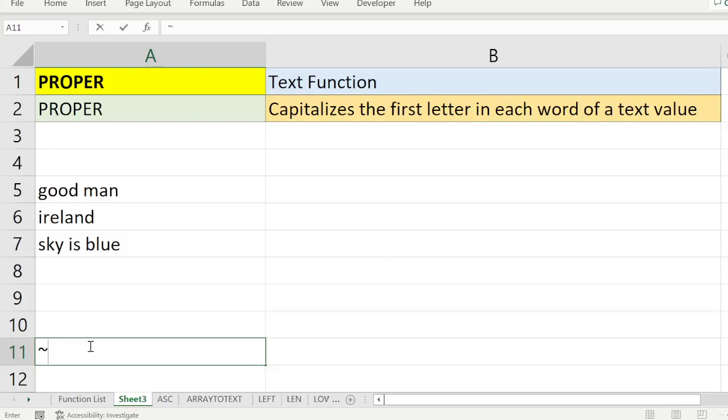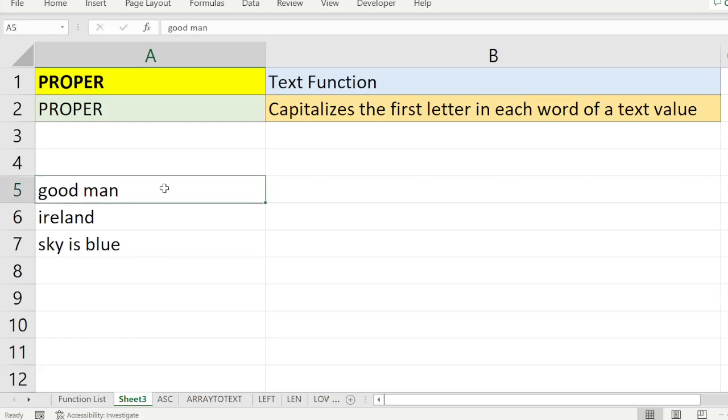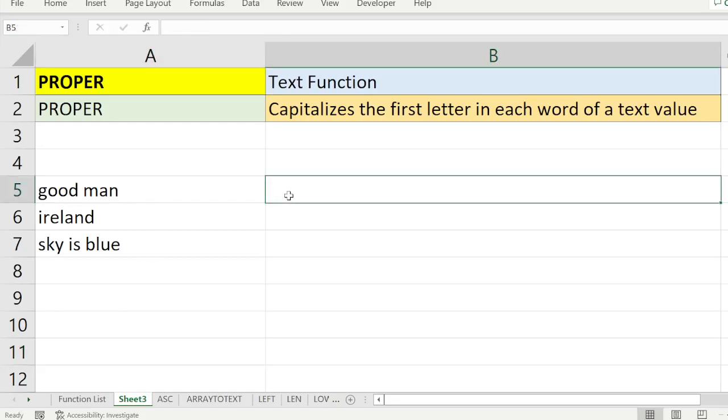Let's see how the PROPER text function works. The PROPER text function capitalizes the first character in each word of a text value. For example, you have the string "goodman". When I put the PROPER function, PROPER, then "goodman", which is A5, then close the bracket.